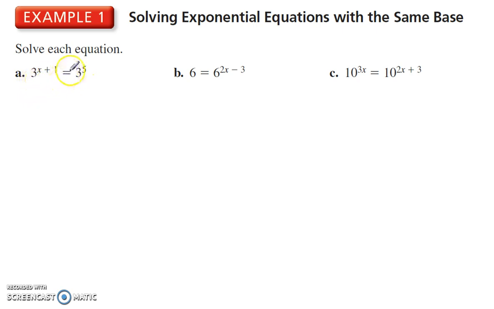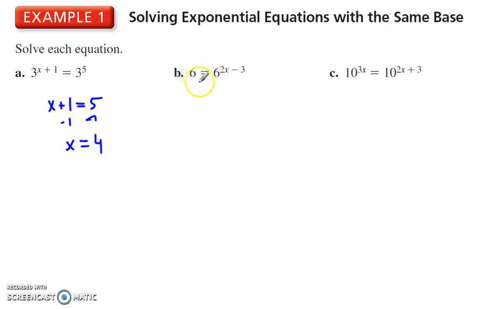So if it says that it's equal like it is here and the bases are the same, then I can set the exponents equal. X plus 1 is equal to 5. And then I can solve that, subtract 1 from each side, x equals 4.